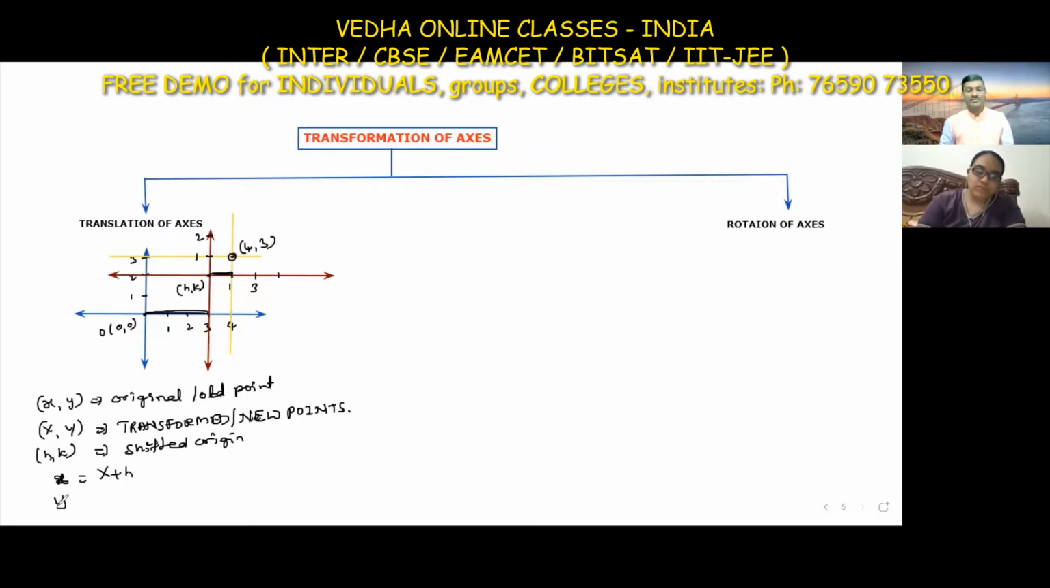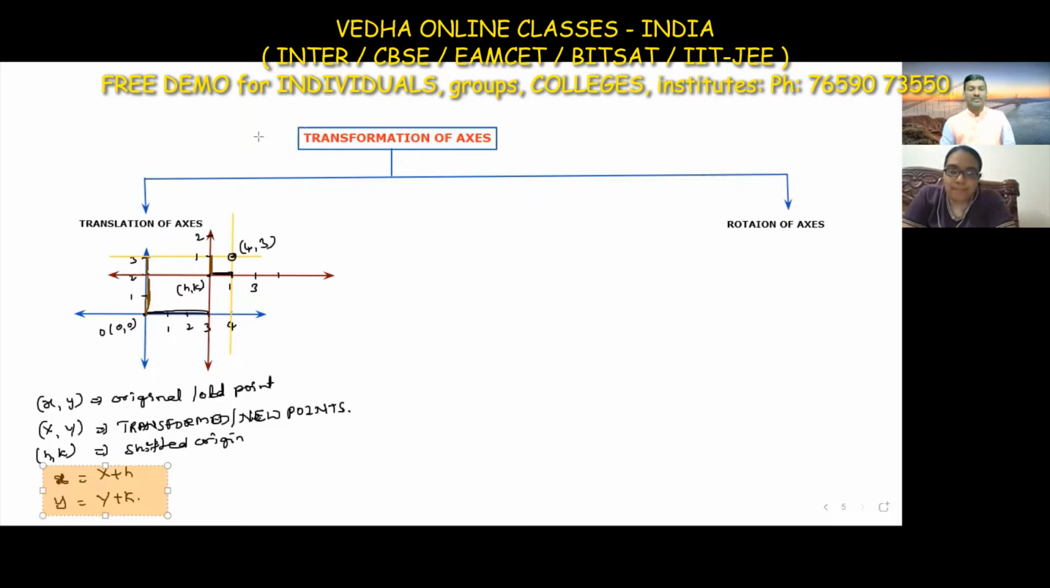If I want small y, it is capital Y and k. This distance is capital Y, and from here to here the distance is k. So small y is capital Y plus k, we have to add. This is the formula we are going to use for small x and small y.